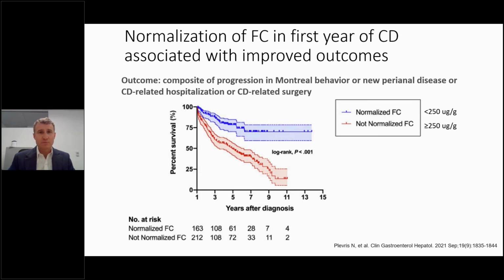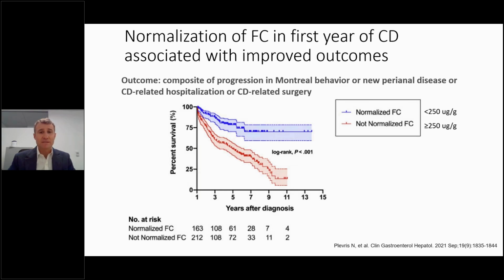This is data from Charlie Lees's group in Edinburgh that has an extensive registry looking at fecal calprotectin and clinical outcomes. And this was data in Crohn's disease where they dichotomized individuals by what happened with their fecal calprotectin over the first year of their clinical course. And they compared people who either normalized their fecal calprotectin to individuals who did not normalize their fecal calprotectin within the first year of treatment.